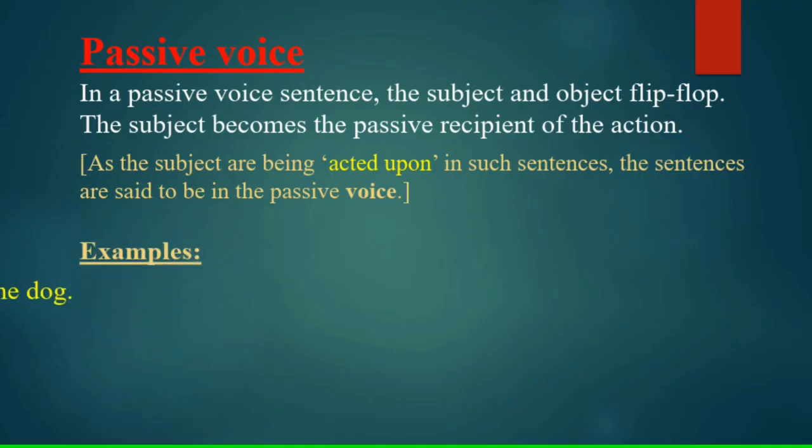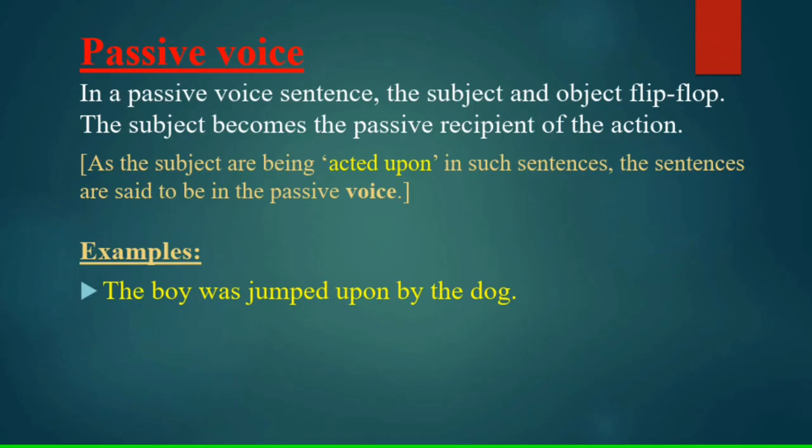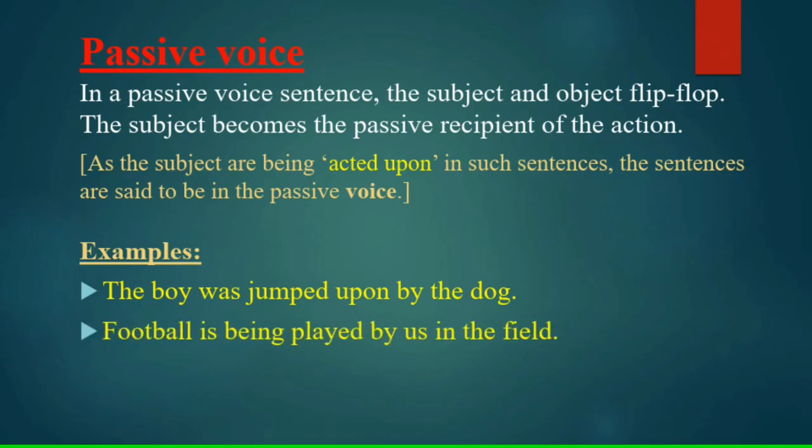For example, the boy was jumped upon by the dog. Football is being played by us in the field. A letter is being written by him. If you see, here all the subjects of the three sentences are not doing the task of the verb.